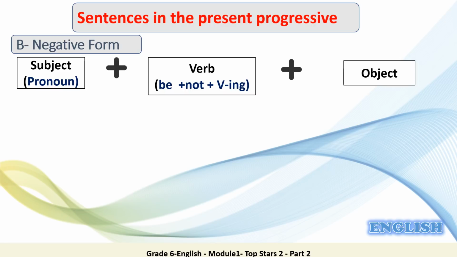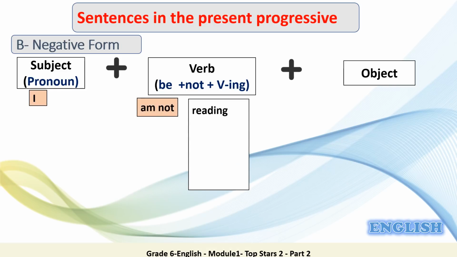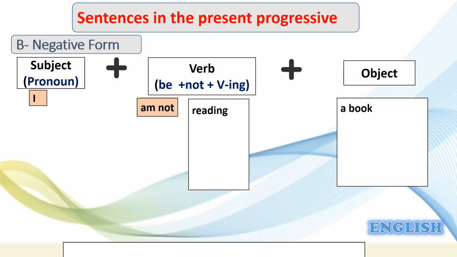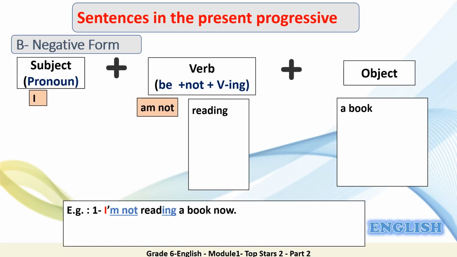Okay, let's see. Again, we're going to start with I. And then, what do we add? Awesome. Am not. Very good. And then the main verb, reading, and then the object, a book. Very good. Let's see the sentence. I'm not reading a book now. Or I am not reading a book now. Very good. Now, let's move to the pronouns he, she, and it.